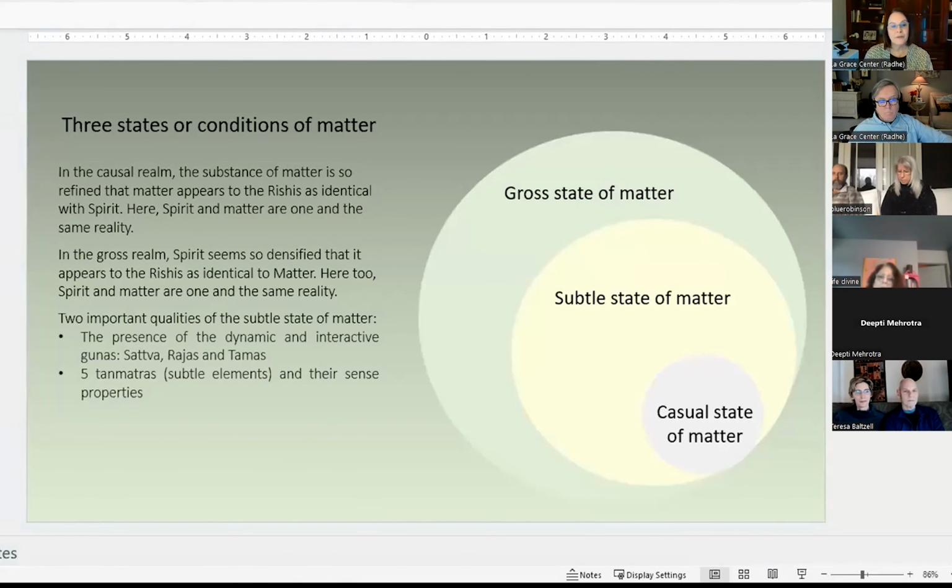So here, this first ripple or vibration in the ocean of causal matter. You'll see the white circle, causal matter, at the bottom of the three. It creates this next state of matter. And the rishis end up calling this state a subtle state of matter. And then from the subtle state of matter, we eventually see the gross state of matter created.